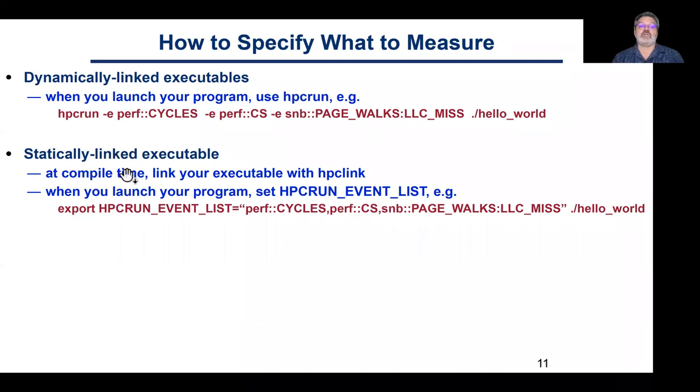the things you want to monitor in an environment variable. So actually what happens is HPC run will set the environment variable for you. And we use HPC run for dynamically linked applications because it sets the environment variable and preloads the code into the address space. In this case, with statically linked programs, the code's already in the address space because it got put there at compile time.